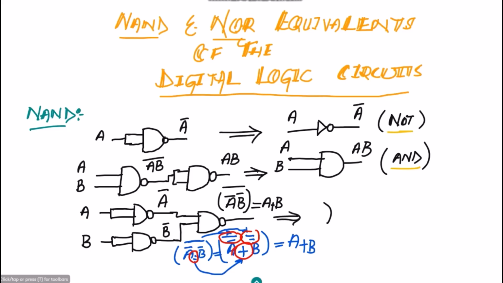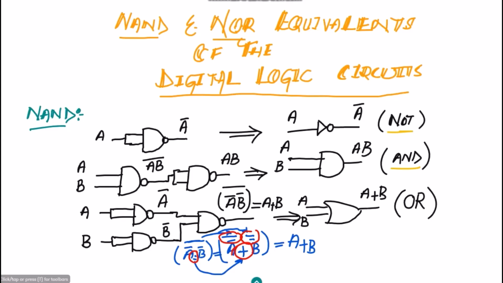I can very easily see that this is the functionality of the OR gate, to which two inputs A and B are applied, and at the output of it I have got A plus B. This is the functionality of the OR gate. Okay. So what if I want to make it a NOR gate?